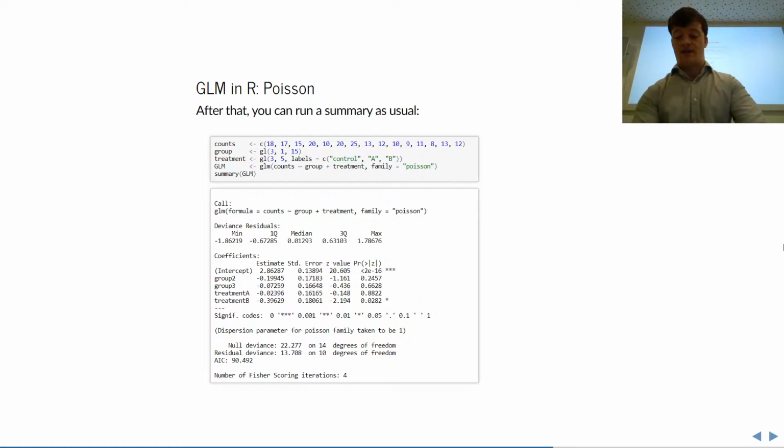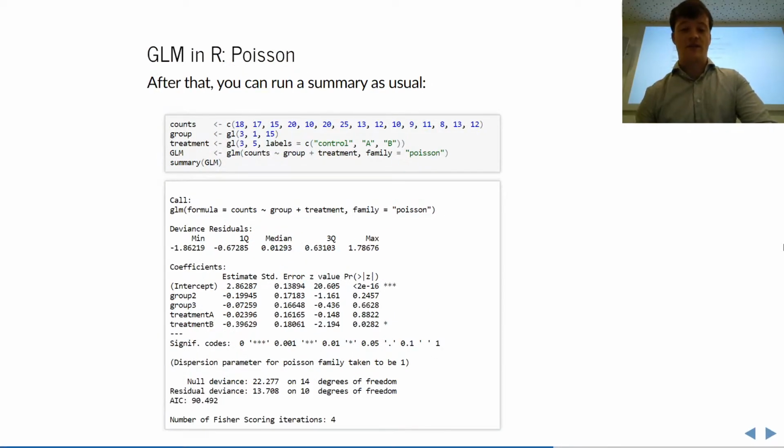Okay, what does it look like? It looks almost the same as what we've been doing so far. So here I've entered some fake count data, and I have a grouping variable, and I have a treatment, which is control, A or B. And then I fit a GLM on this, and this is a count, maybe it's the number of mosquito bites or something.